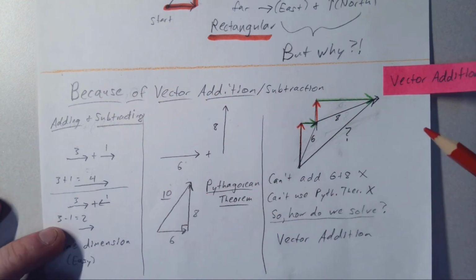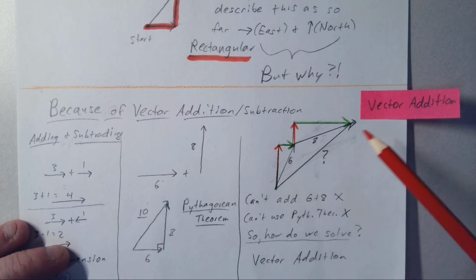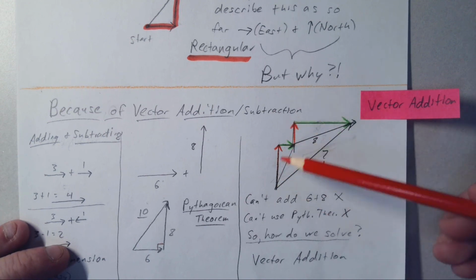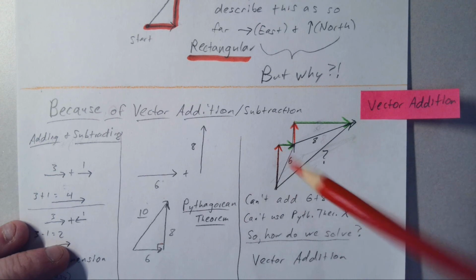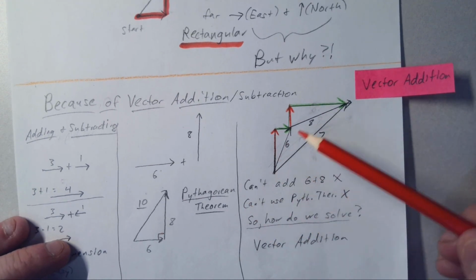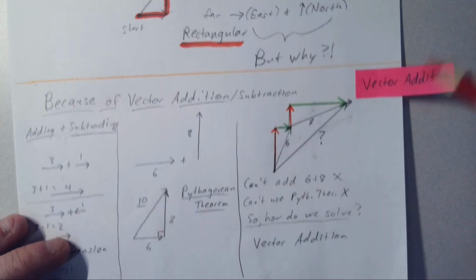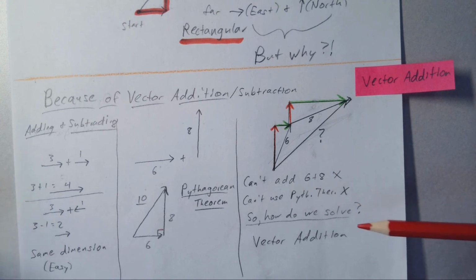But what if we have an example like this where 6 and 8 are not even in the same up and down direction or even side to side? How do we do it? You can't add 6 plus 8 because that would mean that they're in a straight line. You can't use the Pythagorean theorem because they're not at a right angle to each other. So how do we solve it? It's called vector addition, and future videos will talk about it.